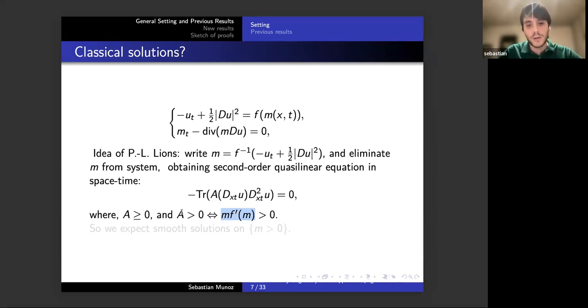So the matrix is going to be degenerate exactly when m is zero. And because of that, we expect the solution to be smooth, at least in the region where m is positive, because it's a solution of an elliptic equation. So where m is positive, we expect smoothness. This is a sort of heuristic computation, because it doesn't really prove anything, but it tells us that we probably expect much more than what we would think initially when just looking at this first order system with a Hamilton-Jacobi equation.